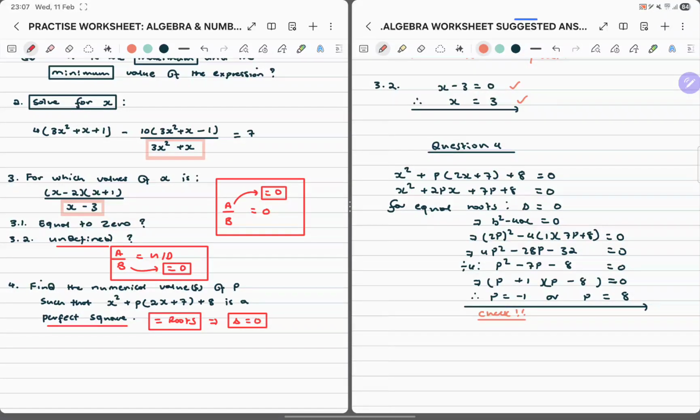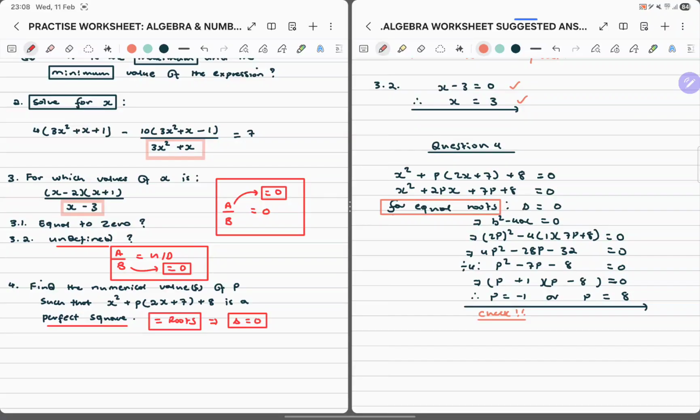Check that the statement given is true. You can check for equal roots. So we substitute the values of p. We say p is -1. We put it back in there. Then we see what this equation looks like. Is it a perfect square? And then we take 8 and put it there. We check and see if it is a perfect square.